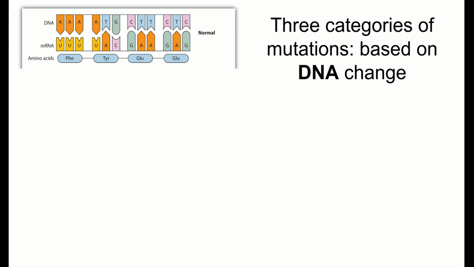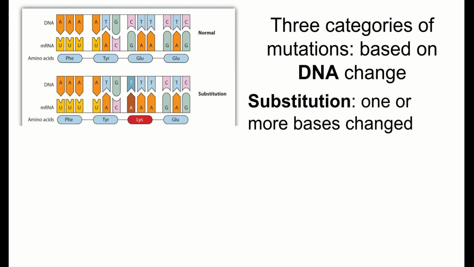And then underneath each codon, you can see the amino acids. So UUU codes for the amino acid phenylalanine, which is abbreviated PHE. The first category of mutations based on DNA change is a substitution. So notice what's different in the DNA from the original strand, which is at the very top. In a substitution, one or more bases is changed or swapped out. Notice that in the third codon, the first C has been changed to a T. We've substituted a T for that C.